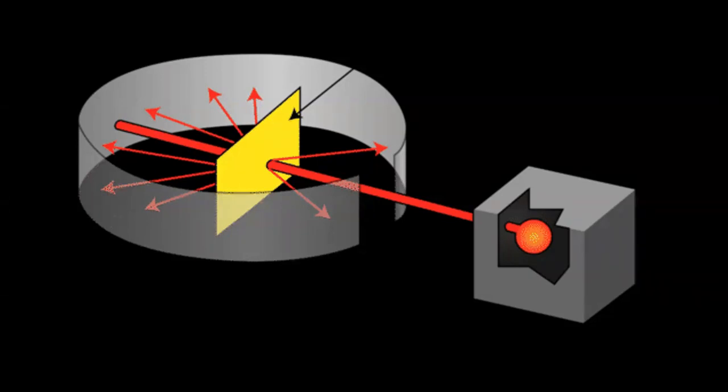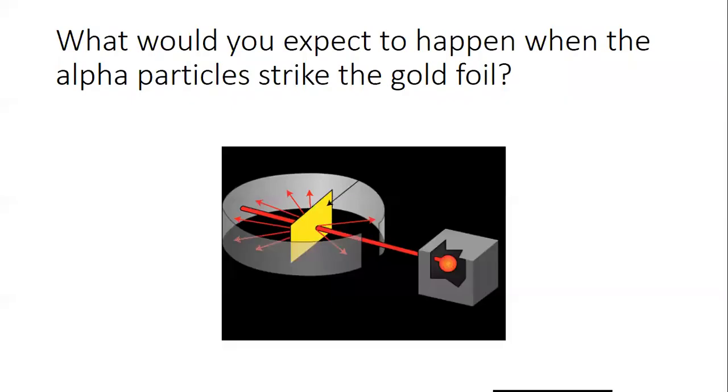Now let's think about this experiment just for a minute. What would you expect to happen when the alpha particles strike the gold foil? Keeping in mind, at this time, most people believed that atoms were relatively solid structures, like a plum pudding. Take a second and think about this. What would happen when alpha particles struck the gold foil?